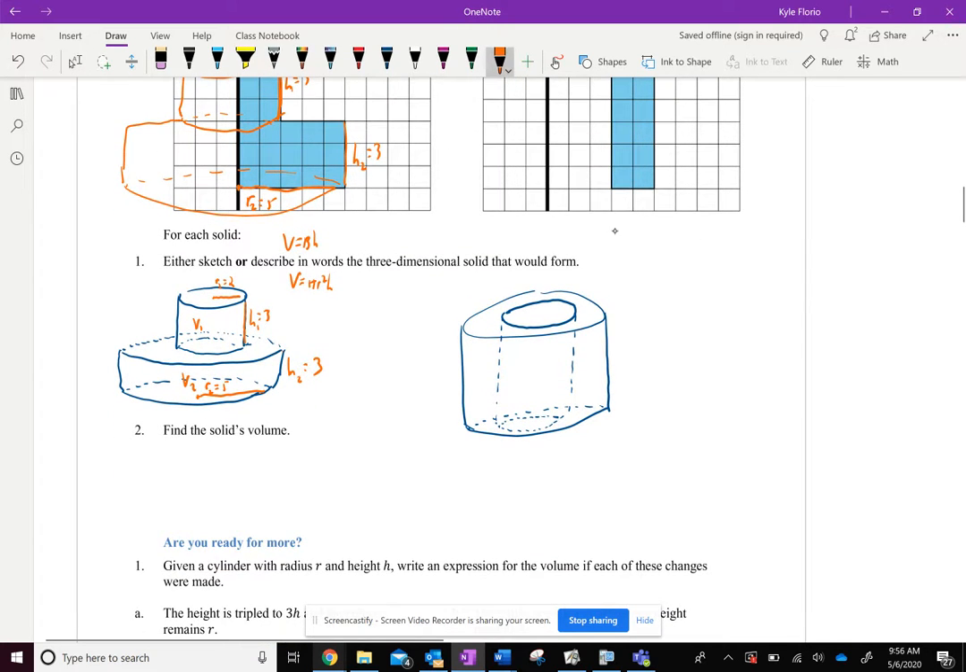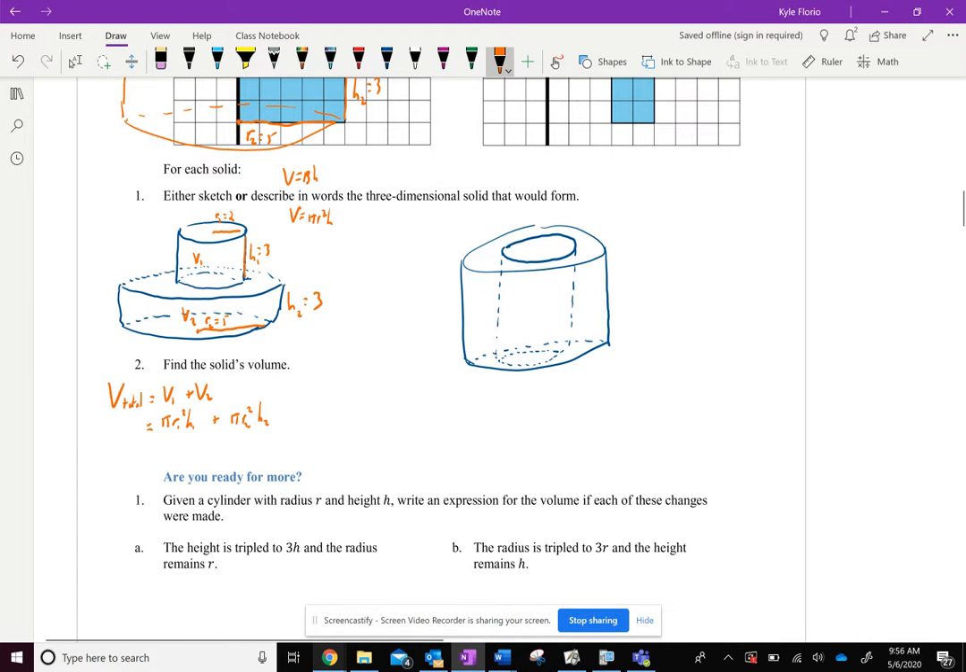If I want to find the total volume, it's going to be the first volume plus the second volume. The first volume is pi r squared times the height, and the second volume is also pi r squared times the height. I'm saying radius 1 and height 1, and radius 2 and height 2 for the second shape. So r is 2, so it's pi times 2 squared times the height, which is 3. And this radius is 5, so it's pi times 5 squared times the height, which is also 3.